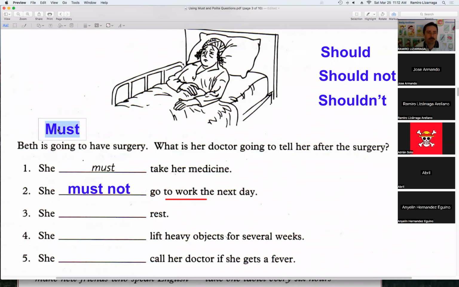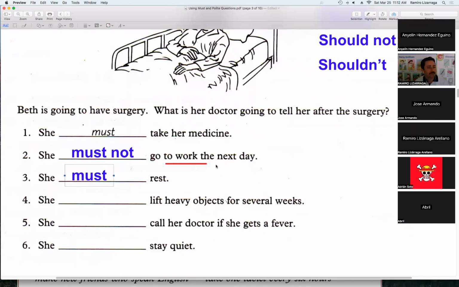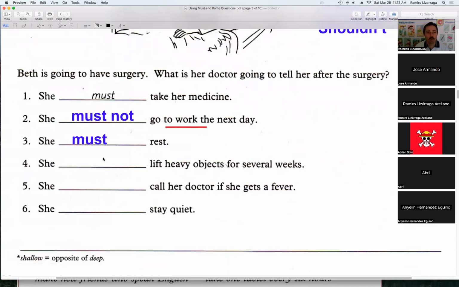¿Qué creen que le va a decir el doctor? What do you think? ¿Qué opción, chicos? She must not go to work next day. Yeah, you had a surgery. Very good, Abril. What about number 3? She must rest or she must not rest? What do you think? Danielin? She must rest. She must rest. Yes, very good.